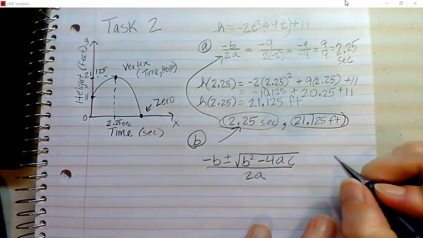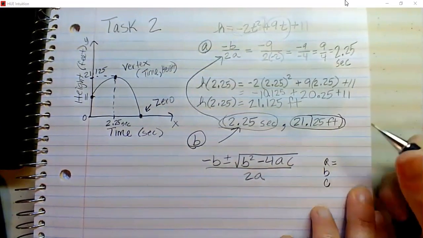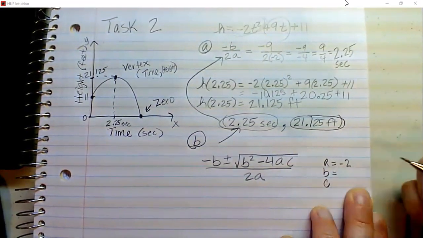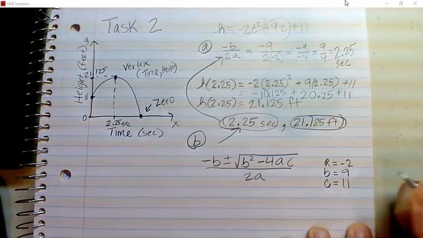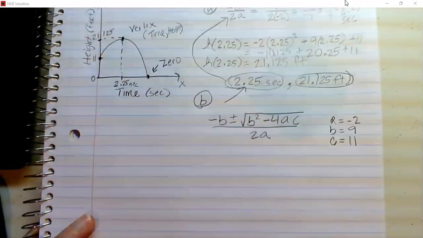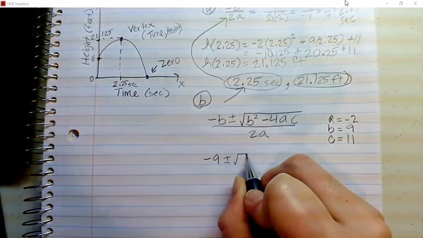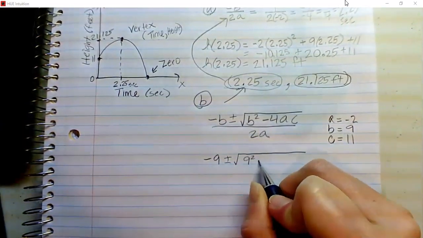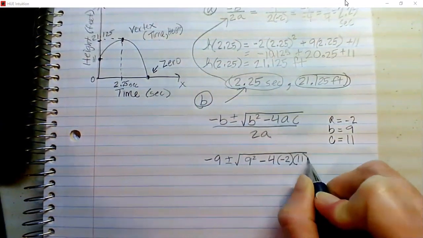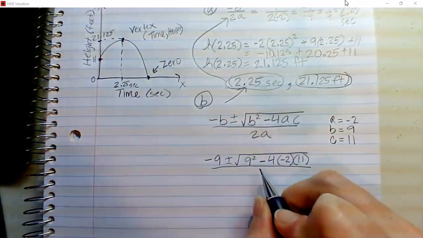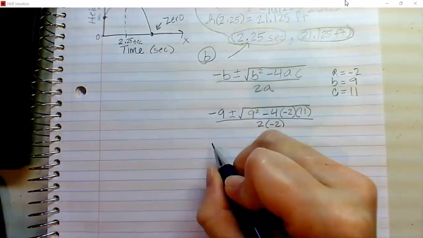So we're going to look at the original function and we're going to write down a, b, and c. A is the coefficient of t squared, so -2. B is the coefficient of t, so 9. And c is our constant, 11. I'm going to start plugging some numbers in: -9 plus or minus the square root of 9 squared minus 4 times -2 times 11, divided by 2 times -2.